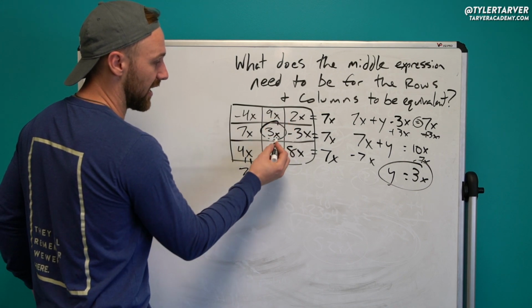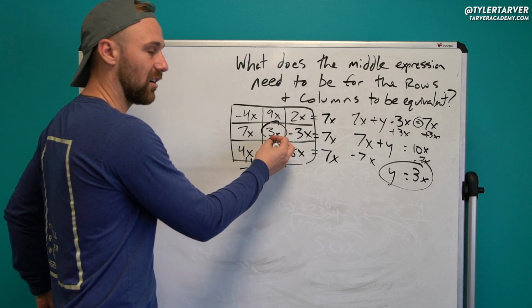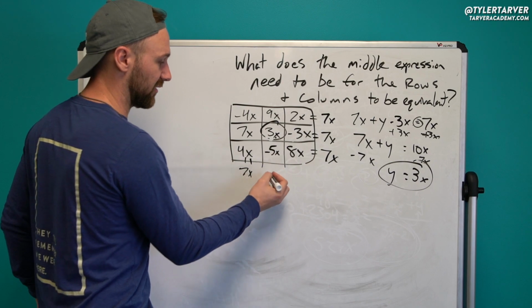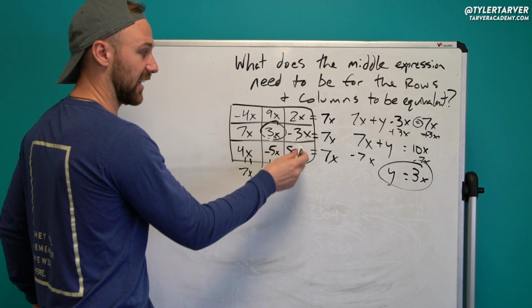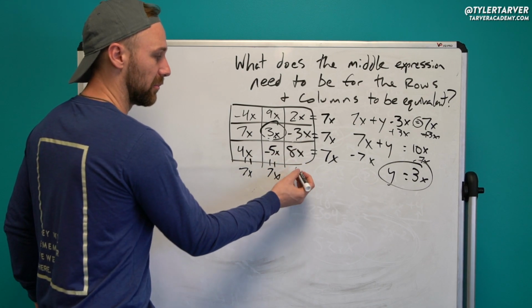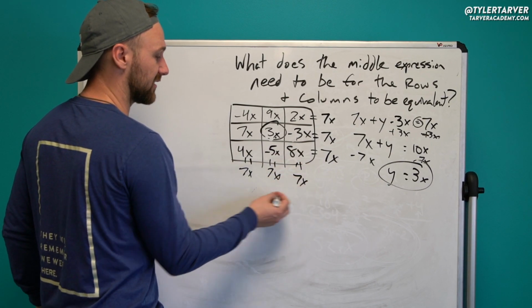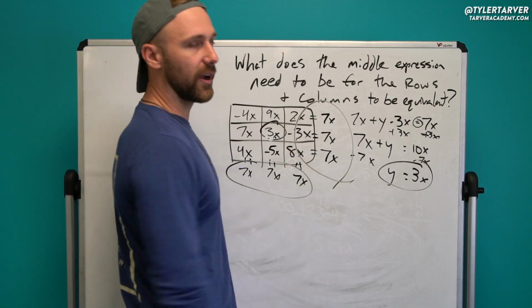Let's add these together. 9x plus 3x, that's 12x. Subtract 5x from 12x is 7x. So we're good. Last one, 2x minus 3x is negative 1x, and negative 1x plus 8x is 7x. So we got 7x's all the way around.